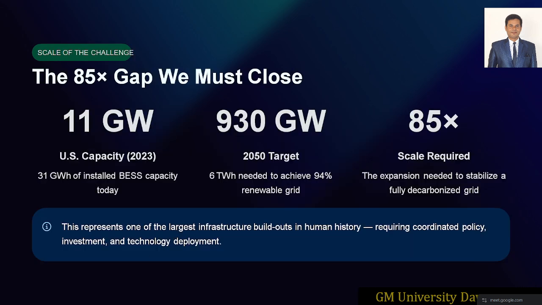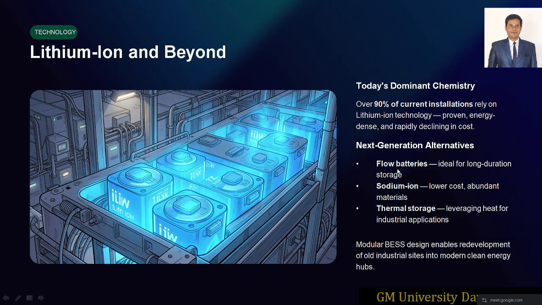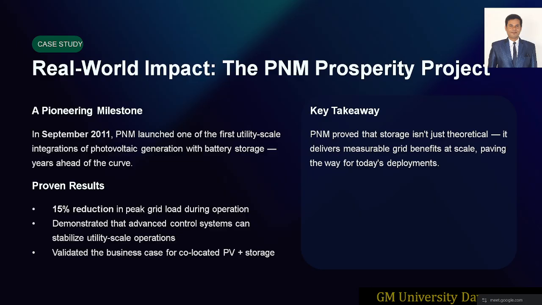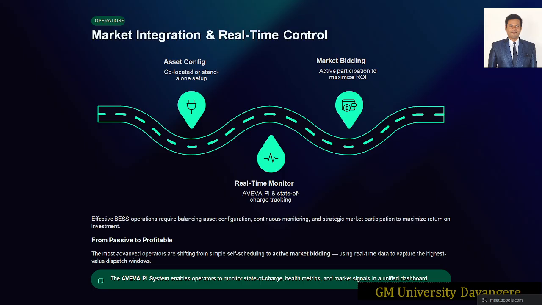So this is what the upcoming challenges are. The US developed 11 gigawatts in the year 2023. In 2050 they have a target of 930 gigawatts, right? That means the scale will be multiplied by about 85 times. So try to go with these kinds of energy storage: lithium-ion batteries, sodium-ion batteries, and also thermal storage. This is the milestone you have to achieve, to be proven in the results for maintaining the peak grid load during operations.